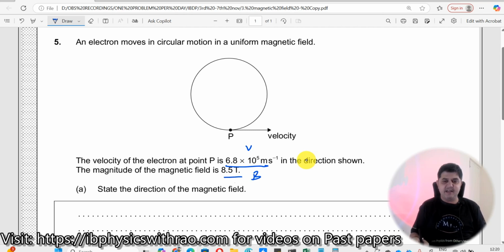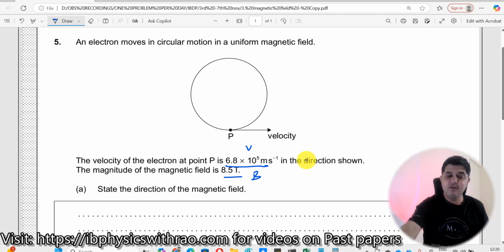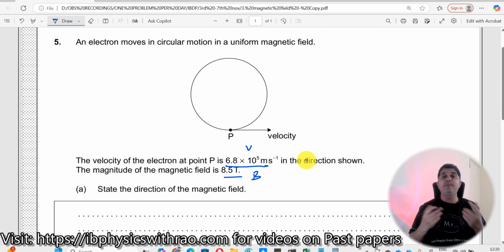State the direction of the magnetic field. So how do you find the direction? First, whenever a negative charge is given, assume it is a positive charge. Use the rule to find the direction of the magnetic field, and later find out what happens to the magnetic field if the charge is flipped. Now, if this was a positive charge, what will you do?